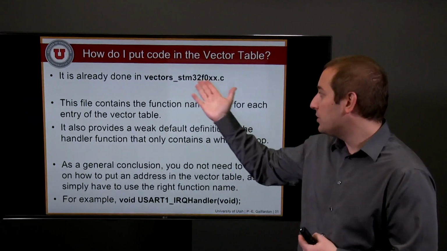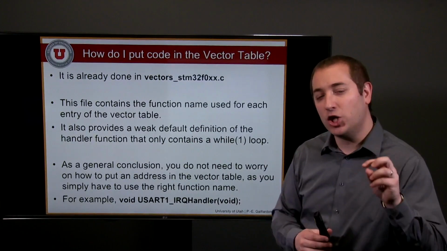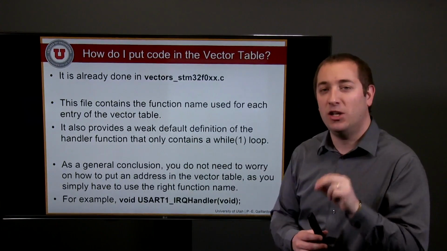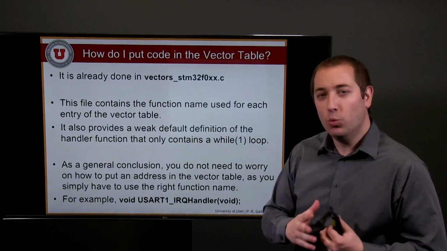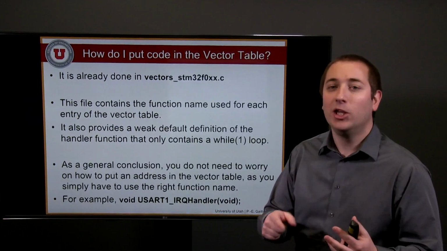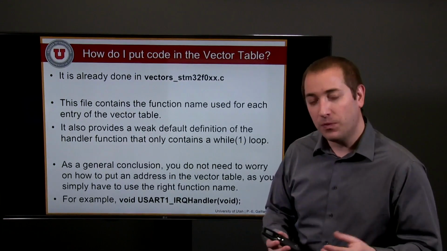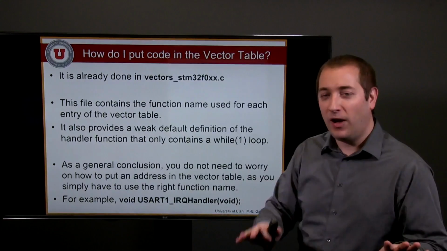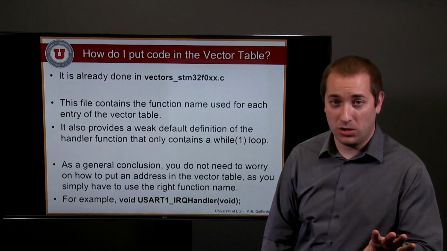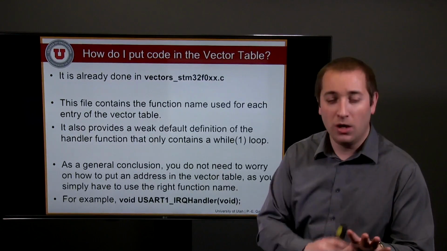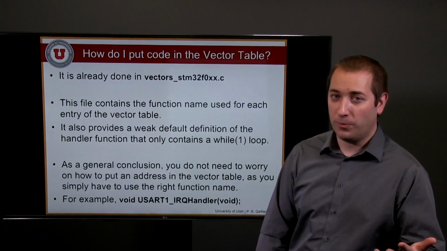Well, fortunately, it's already done for you. STMicroelectronics provides you with this vectors_stm32f0.c file that contains the typical function names that want to be located for each entry of the vector table. All those functions are defined with a weak default definition and a while loop inside. What is that? The weak definition is yet another keyword from C, where if you redefine the same function somewhere else, this new definition will take control over the weak definition. If you have not defined the handler function, this will be the one that's going to be used in case we end up with an exception or an interrupt.